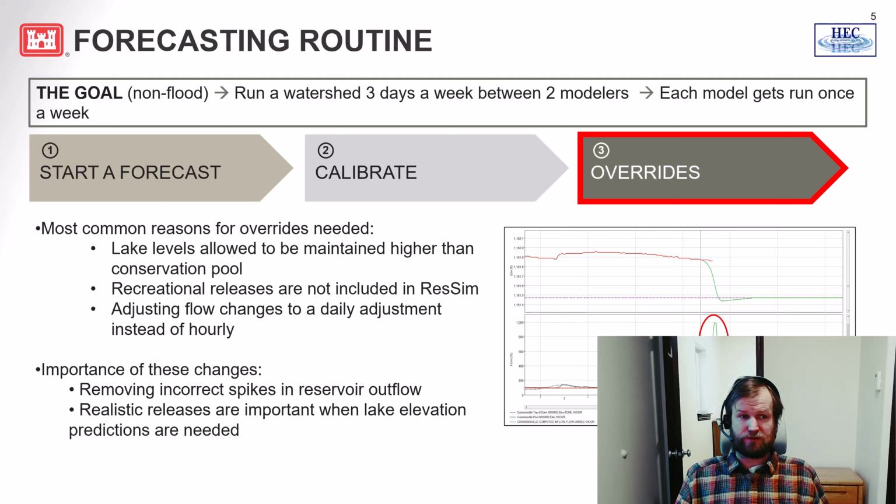And so we also adjust flow changes to a daily adjustment instead of hourly. The water managers don't want to send out the dam operators at 2 a.m. in the morning to make a gate change if that gate change can safely be made at 8 a.m. So these are all reasons to make gate overrides in ResSim, and you can see in the plot how there's a spike in the releases, so you need to make those changes so it's actually what will occur at the project.